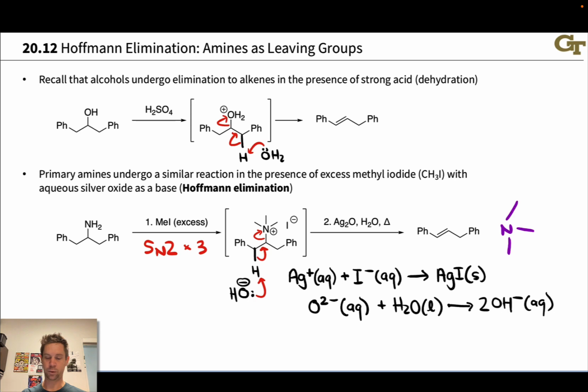Notice in the top case here, we can think of water as a byproduct, since that's what left with a pair of electrons. Here, trimethylamine is serving in that role. This is the basic idea behind the Hofmann elimination. On the next slide, we'll see why this reaction is useful.